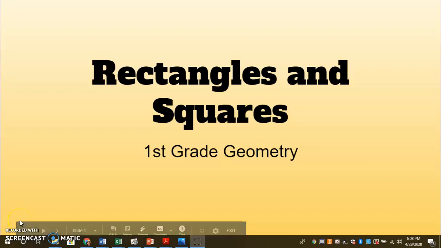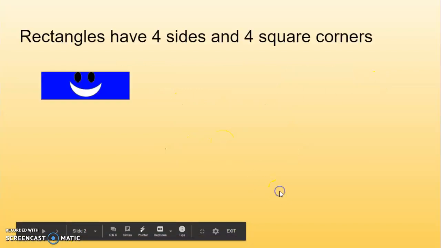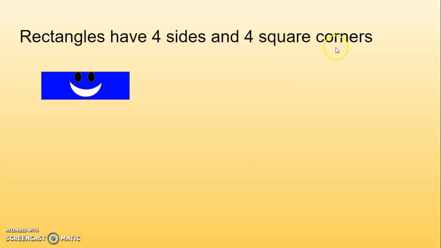Hello there, first graders. Let's learn some geometry. First, we're going to talk about rectangles and squares. Rectangles have 4 sides and 4 square corners.